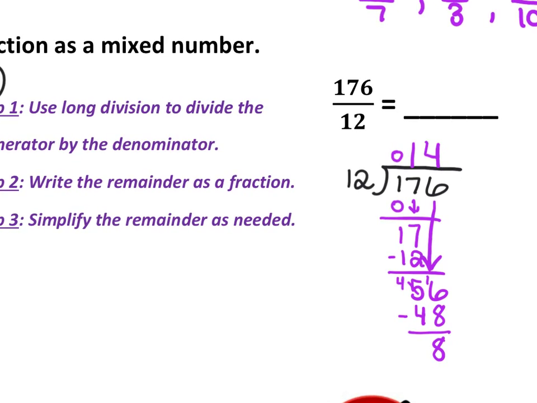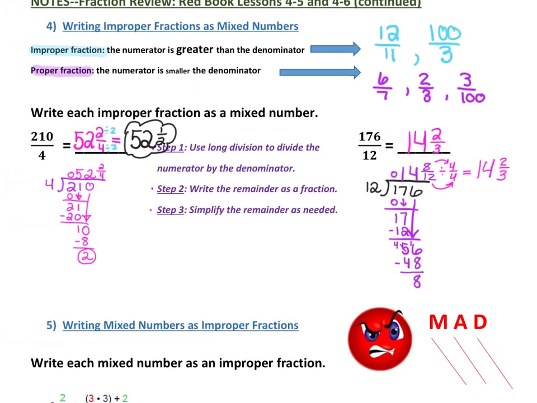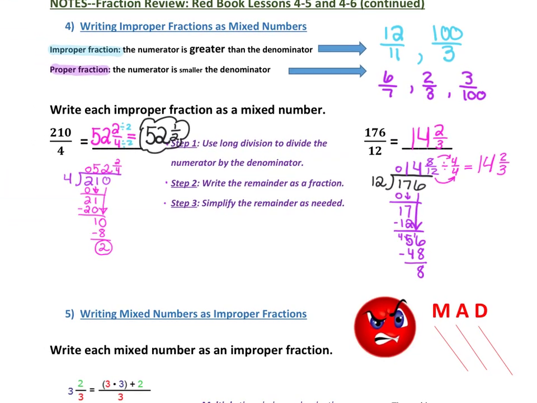So my remainder is 8/12. I'm going to do my simplifying here. I can see that I can divide both the 8 and 12 by 4. My whole number will not change, but 8 divided by 4 gives me 2, and 12 divided by 4 gives me 3. So my final answer is 14 2/3 is the proper fraction or mixed number for 176/12.